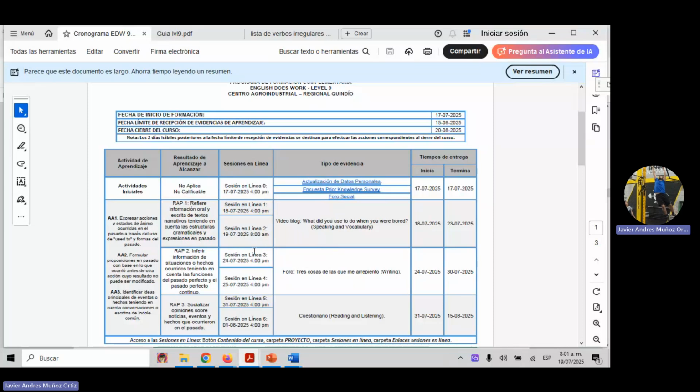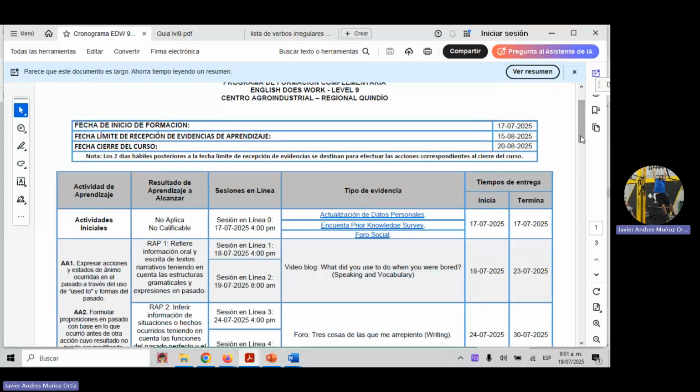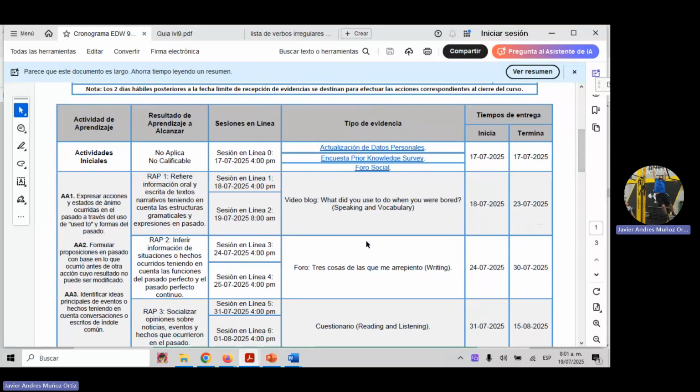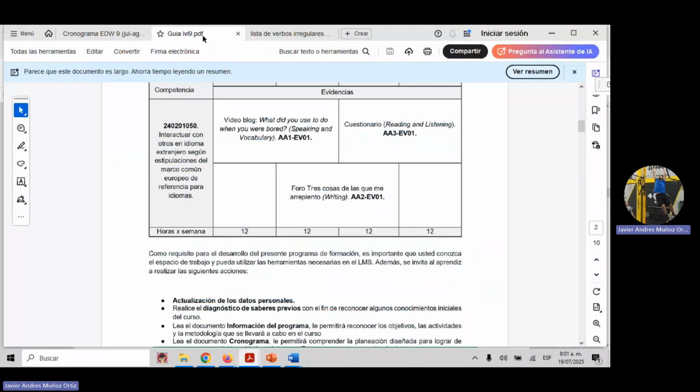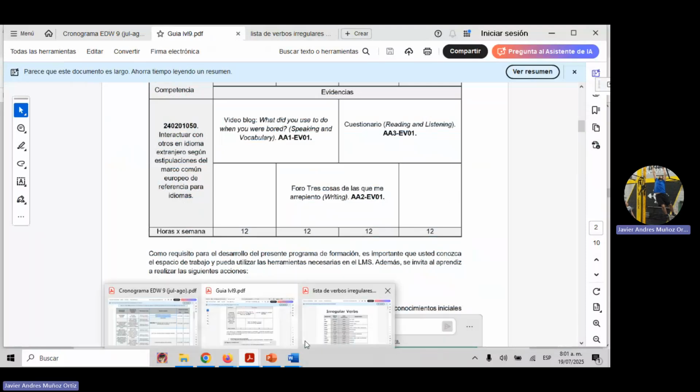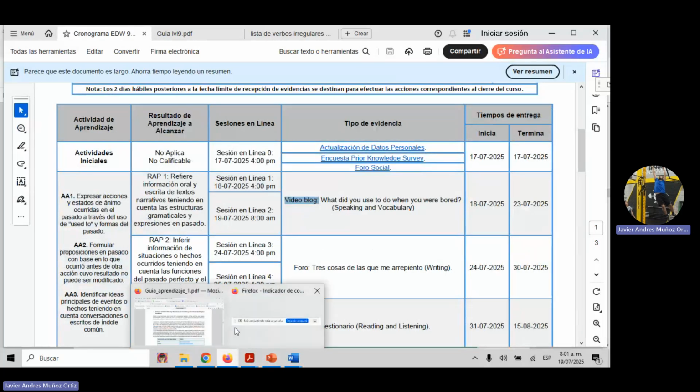According to the schedule, today I'm going to take a quick zoom here because we cannot see anything. Today and yesterday, according to the schedule, we would talk about the video blog. What did you used to do when we were bored? And according to the learning guide, let's go to the learning guide. Wait a minute.